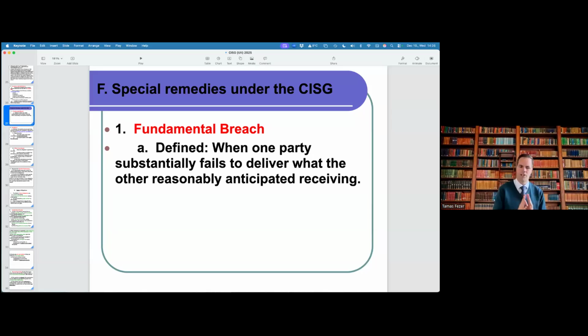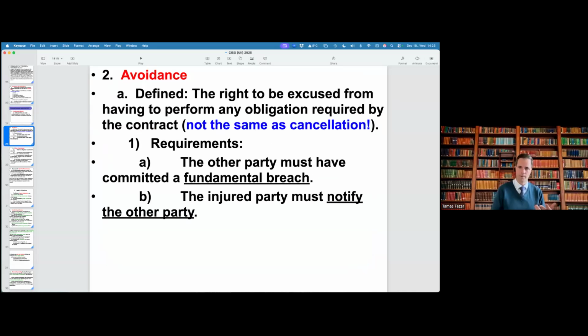So this differentiation is crucial in the CISG. Whenever there's a breach and the innocent party would like to rely on one of the remedies available in the convention, the first question you have to decide is whether the breach is fundamental or not. And I'm going to tell you why. If the breach is fundamental, then the most classic remedy provided by the CISG is avoidance.